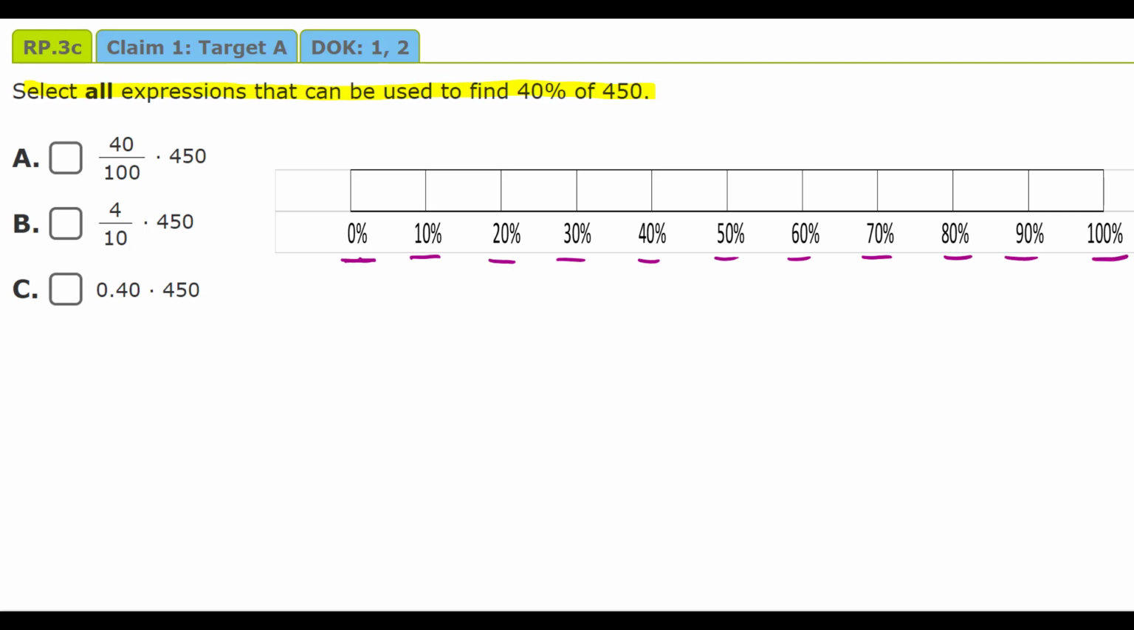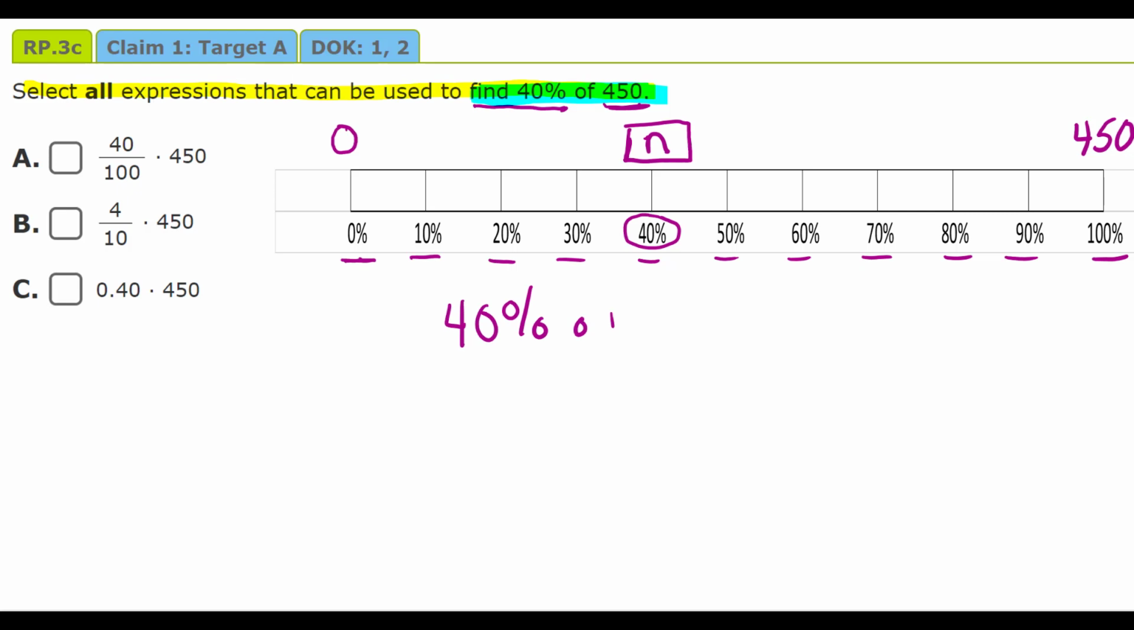And so in this problem it says find 40%, so we want to find 40% of 450. So the 450 represents 100%, and of course all the way over here on the left is 0. So the real question is what number sits right above the 40%? And we'll use the letter N to represent that number. So let's go ahead and reread this problem. Right here we want to find 40% of 450.